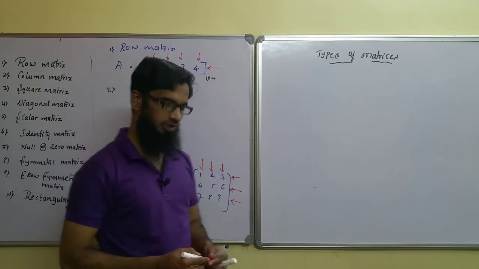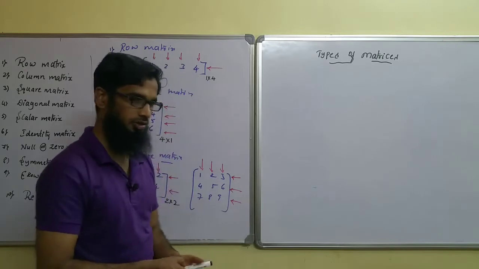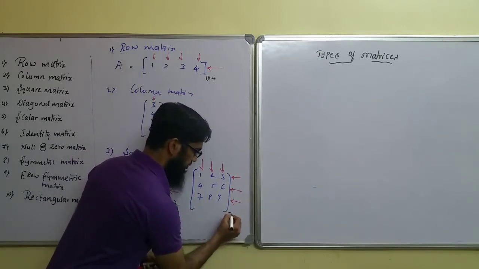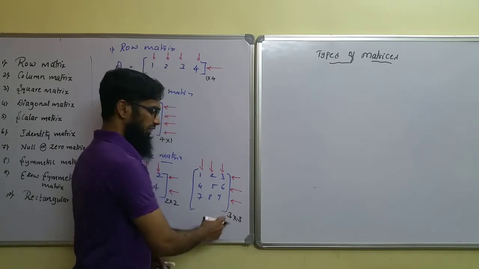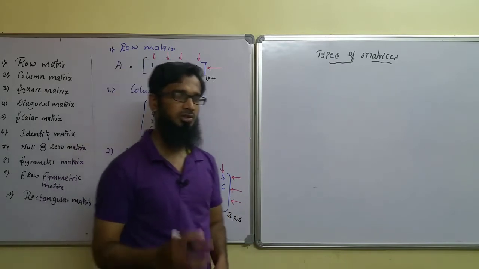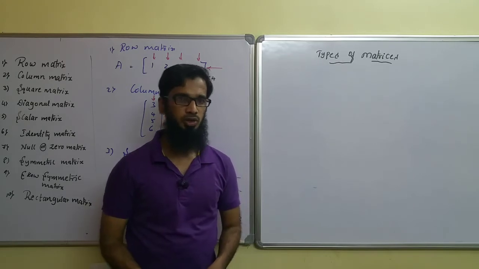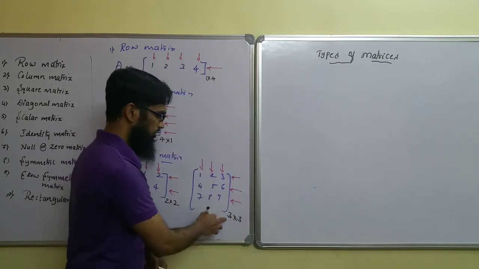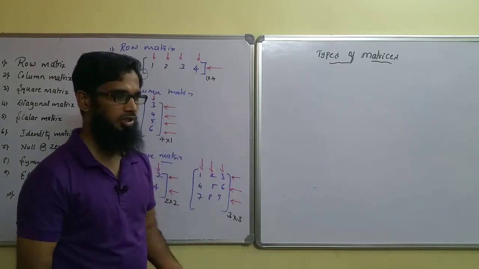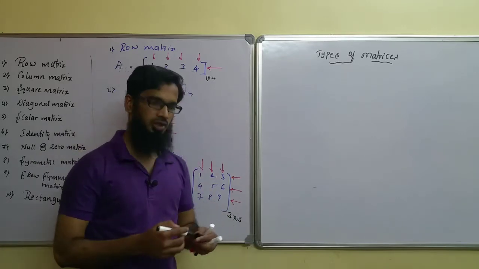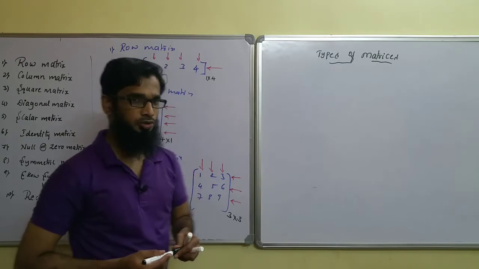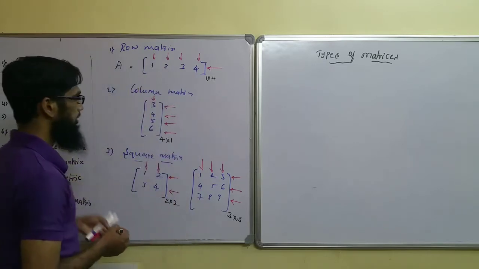Now if I write the order of the matrix here, it becomes 3 rows cross 3 columns. So the matrix which has the same number of rows and the same number of columns, like 2 cross 2, 3 cross 3, or only one single element, in that case the number of rows must be equal to the number of columns. That matrix is nothing but a square matrix.